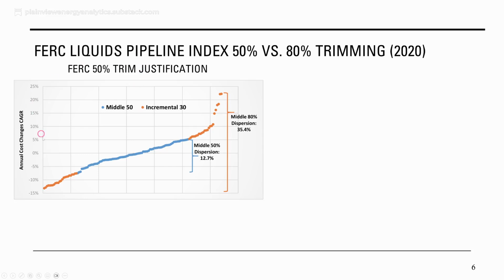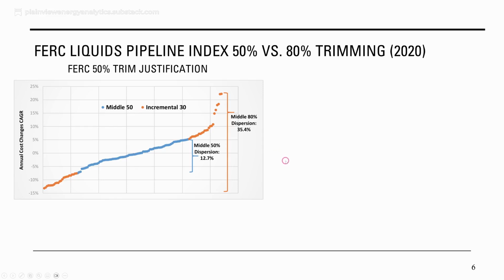When FERC decided to do their 50% trim justification, they said, hey, look at these annual cost changes, compound annual rates. If you look at using the middle 80%, you get these outliers here that weight the sample quite a bit to the upside. So that's why the FERC changed their minds, and the shippers actually came up with a graph very similar to this, that proposed this and said, hey, this is outlying data. You shouldn't use these pipelines for whatever reason, because they appear to be outlying or spurious data.